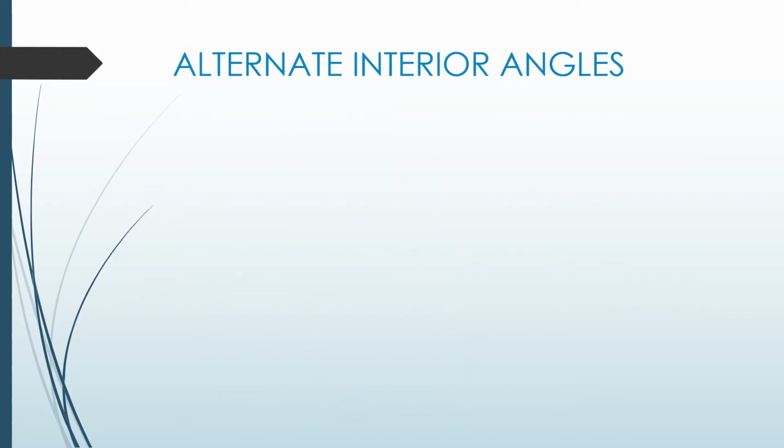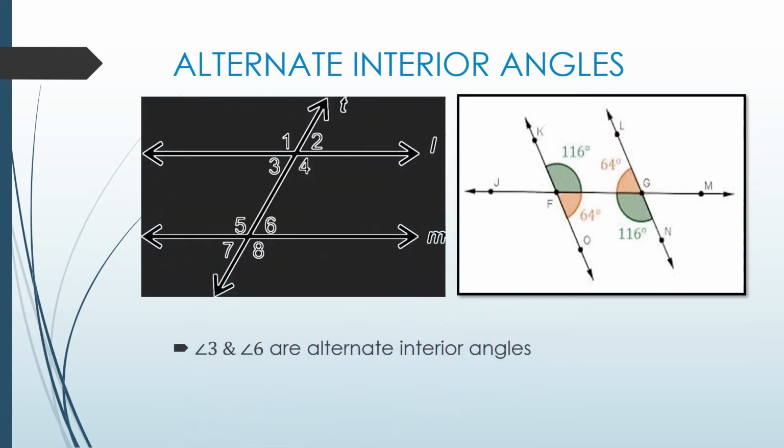Now, alternate interior angles. What are alternate interior angles? When two parallel lines are cut by a transversal, the two pairs of angles on opposite sides of the transversal and inside the parallel lines are alternate interior angles. Here you can see when two parallel lines are cut by a transversal, the alternate angles formed on the interior side of the parallel lines are called alternate interior angles. Here angle 3 and angle 6 are alternate interior angles and angle 4 and angle 5 are alternate interior angles.